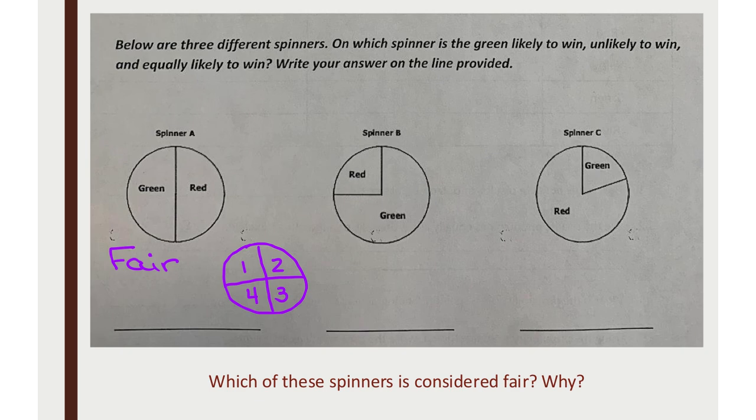What's the chance of each of these numbers occurring? 25%. But is that an even chance? Is that equally likely on the probability scale? No, it's not. Equally likely on the probability scale is 50%. These are each 25%. It's just fair.